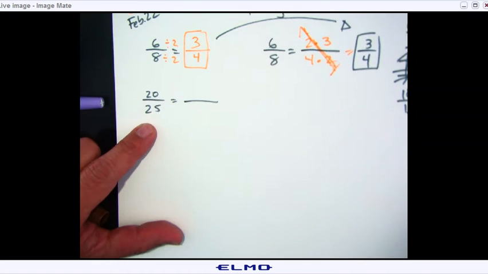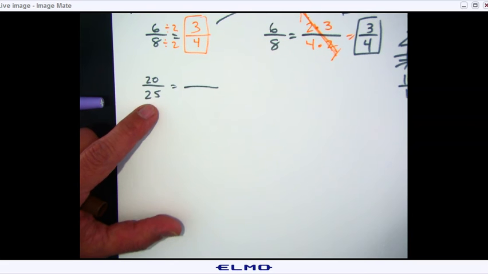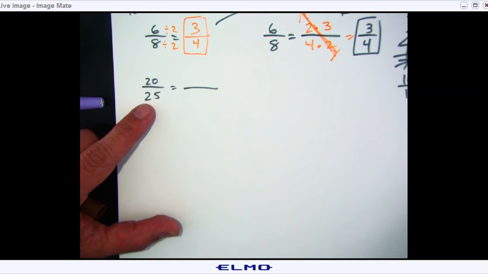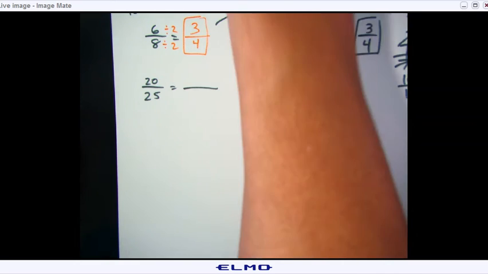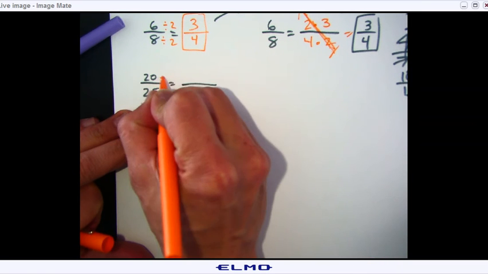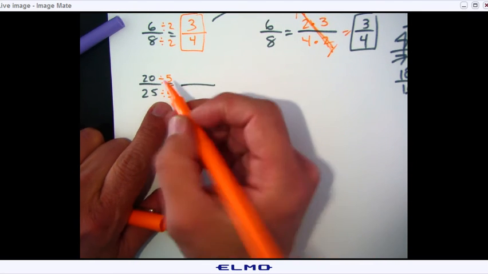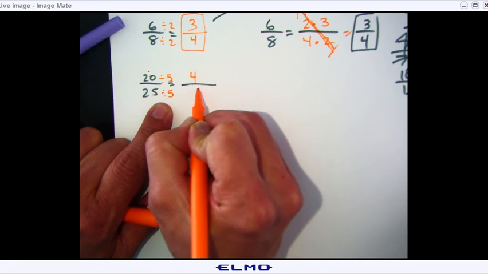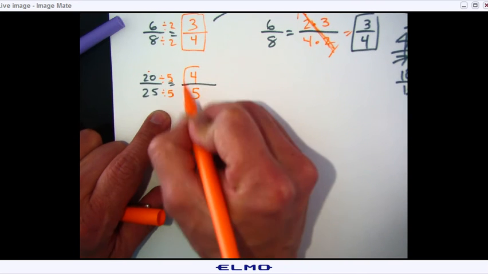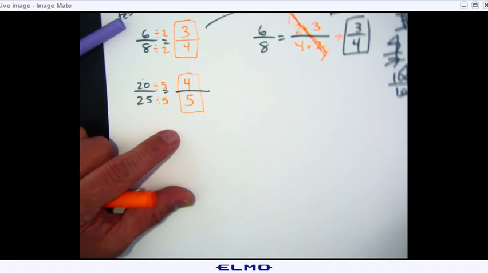If you know your division, I know 25 is 5 times 5, but does that go into 20? Yeah, 5 times 4. So I'm going to divide by 5. What does that mean? 5 times 4 is 20, and 5 times 5 is 25. I got that: 4 over 5.